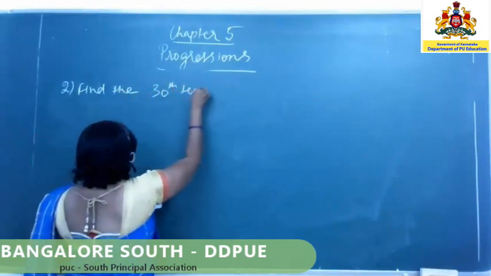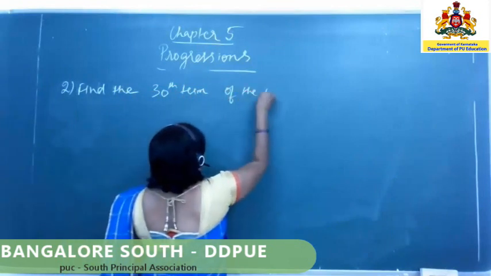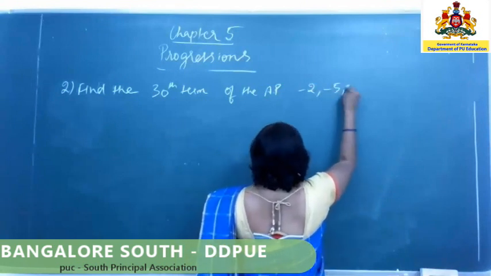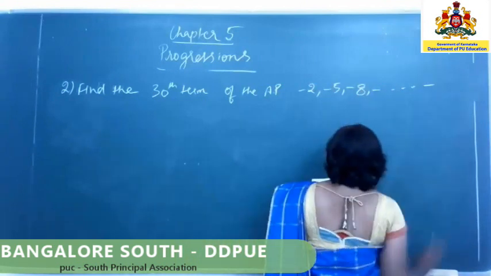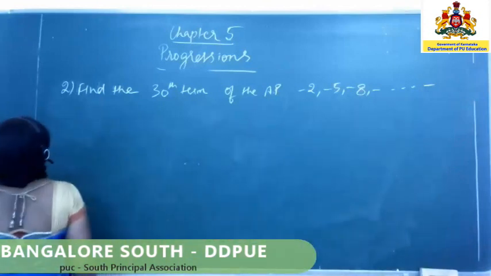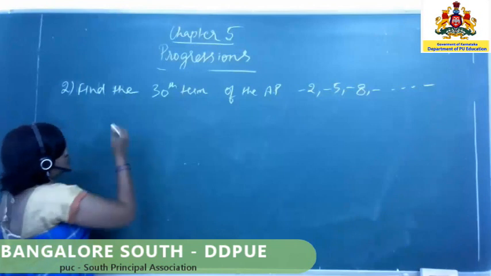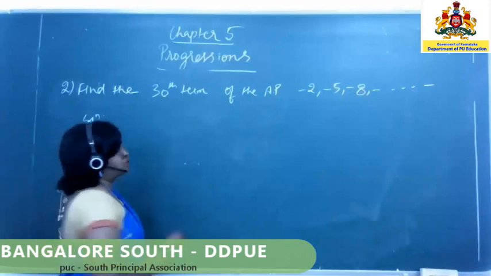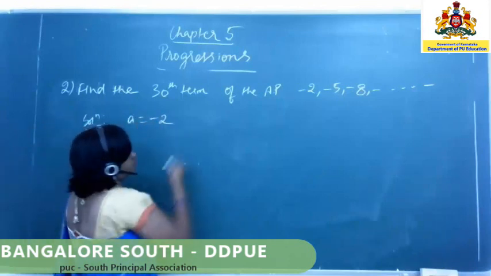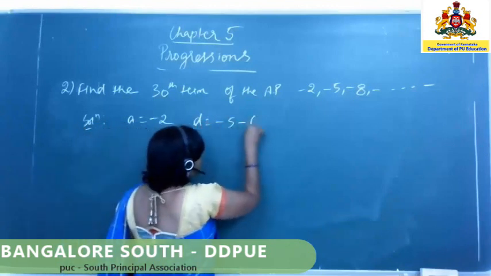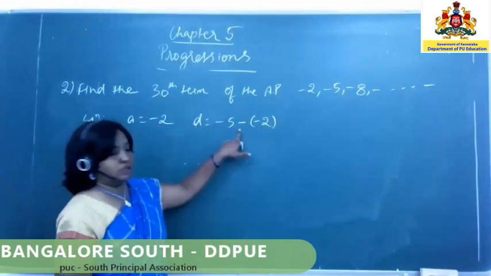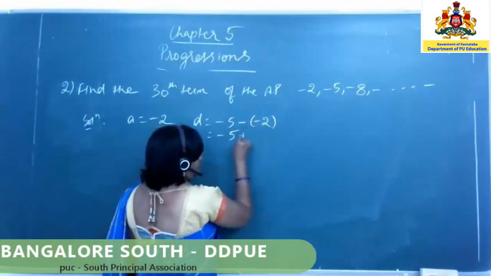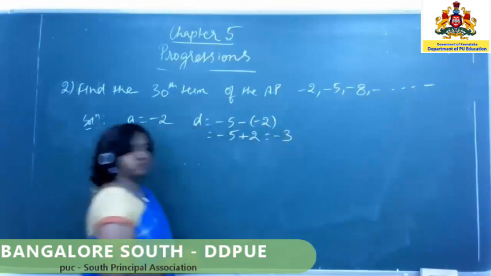Next, the 30th term of the AP minus 2, minus 5, minus 8, continuing. In this question, what is given? A is equal to minus 2. D is equal to minus 5 minus of minus 2. So you should make a note here. This is minus of minus 2. So that is equal to minus 5 plus 2, that is equal to minus 3.